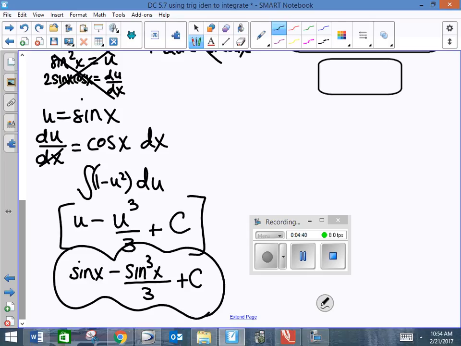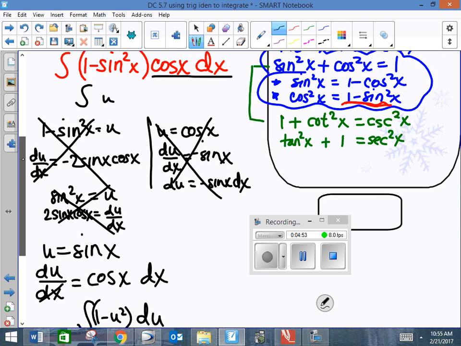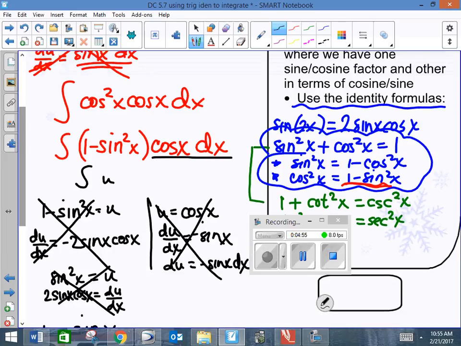So, point being, I can give you a tip, but sometimes you have to try it out. Let's try something else, okay? Here's my tip of the day. When you're doing cosine and sine, one single sine needs to go with the du, okay? And we can make whatever we need to make.